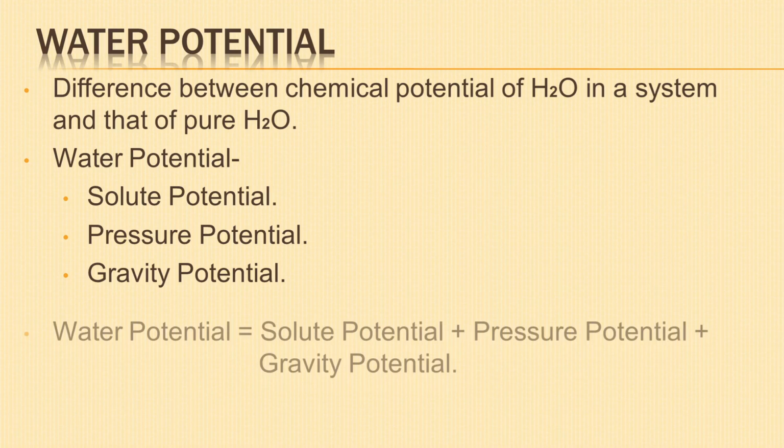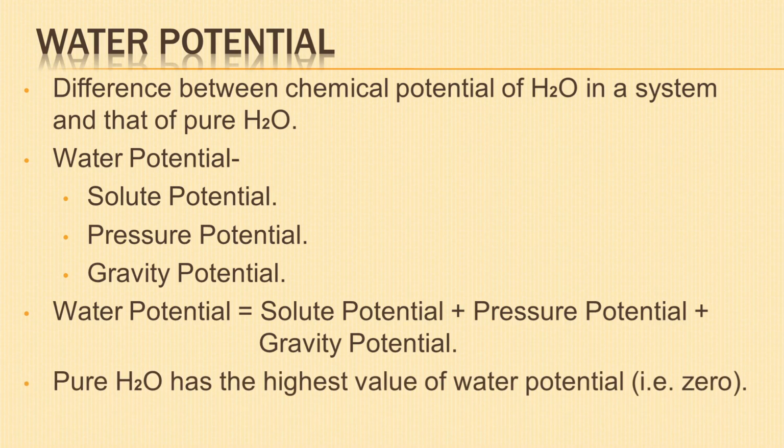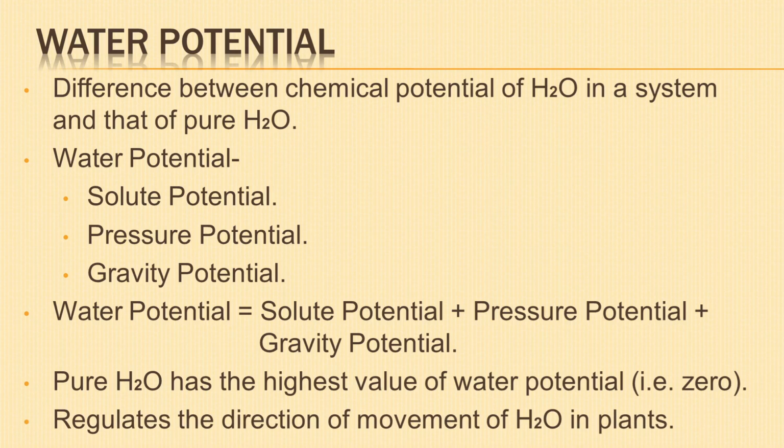Water potential of any solution can be calculated as: water potential equals solute potential plus pressure potential plus gravity potential. Pure water has the highest value of water potential, that is 0 at atmospheric pressure. Water potential regulates the direction of movement of water in plants.